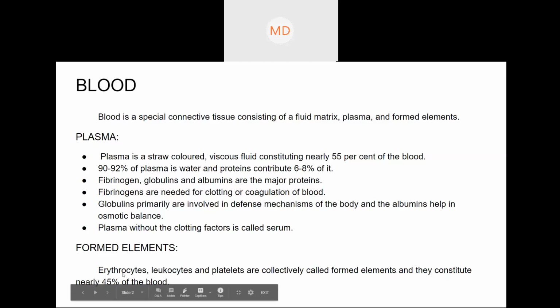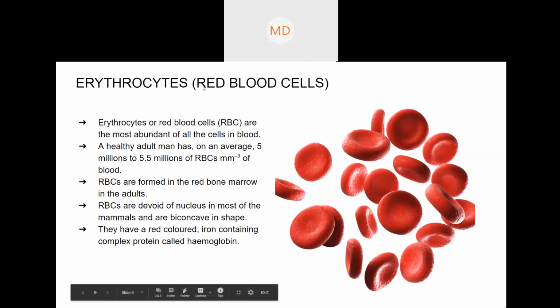Red blood cells are also known as erythrocytes. Don't forget, erythrocytes are also known as red blood cells. Leukocytes are also known as white blood cells. And platelets are also known as thrombocytes. Okay, so three types of blood cells are there. We have to study each of the blood cells in detail, like the red blood cells and white blood cells. That I hope we will do in the next class.